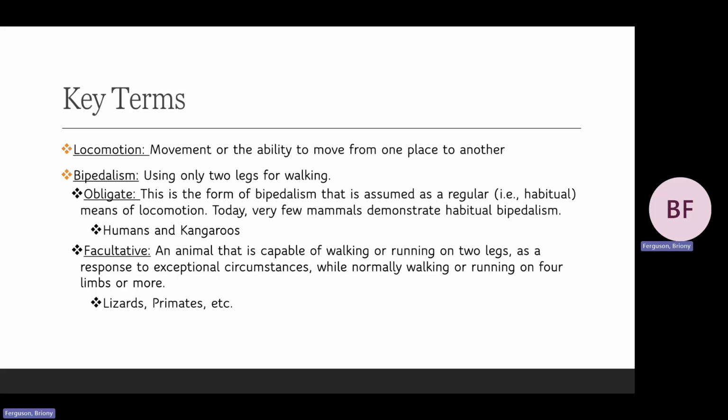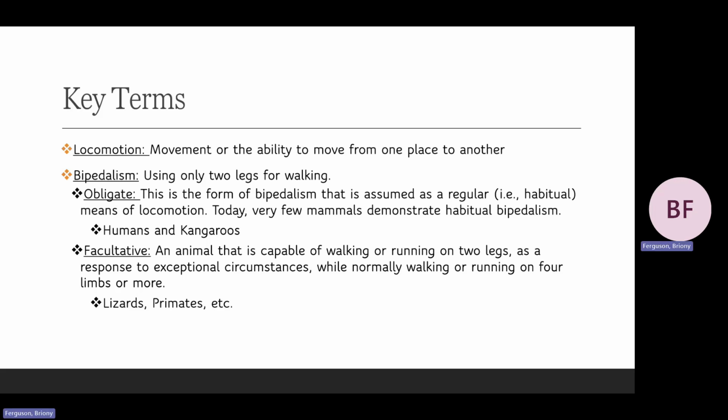So there are obligate bipedal organisms. These are going to be the form of bipedalism that's assumed to be regular or habitual, so what a mammal is consistently using as their form of locomotion. Very few mammals today actually demonstrate habitual bipedalism. Some good examples of it, though, are humans and kangaroos.